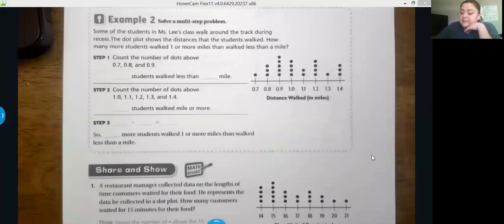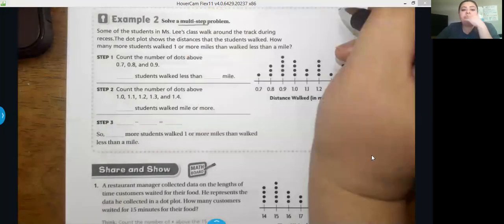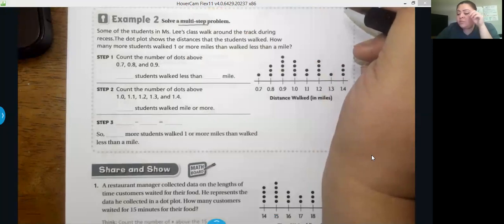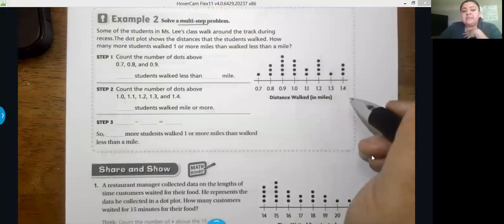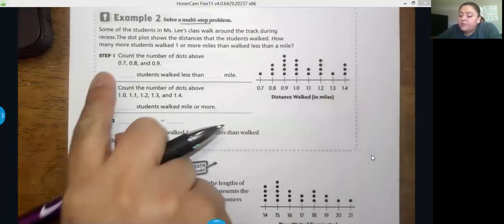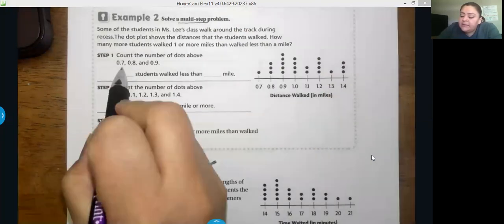Our next example, and it tells us it's a multi-step problem, so we're gonna have a few different things to do. Some of the students in Miss Lee's class walk around the track during recess. The dot plot shows the distances that the students walked. How many more students walked 1 or more miles than walked less than a mile? So this is breaking it down step by step for us to make it easier to understand and know what to do. Step 1, count the number of dots above 7/10, 8/10, and 9/10.